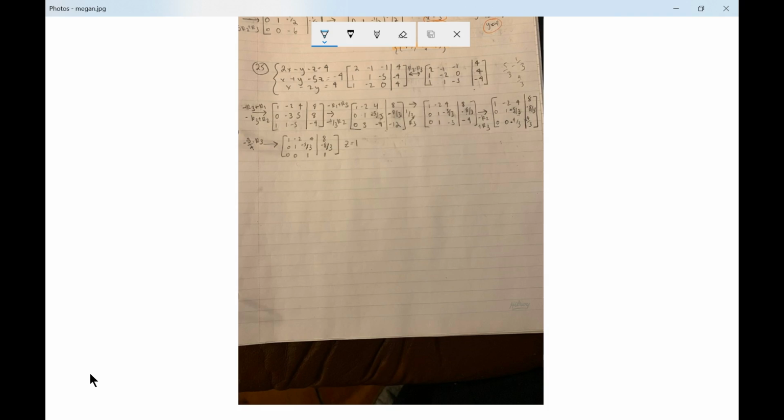I suspect it's maybe the fractions or maybe just interpreting. Either way, I hope this video will help you. So quite rightly, you've done all the row operations, and quite rightly, you found that z equals 1.